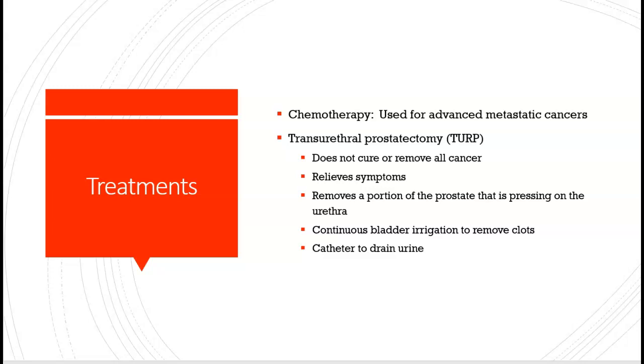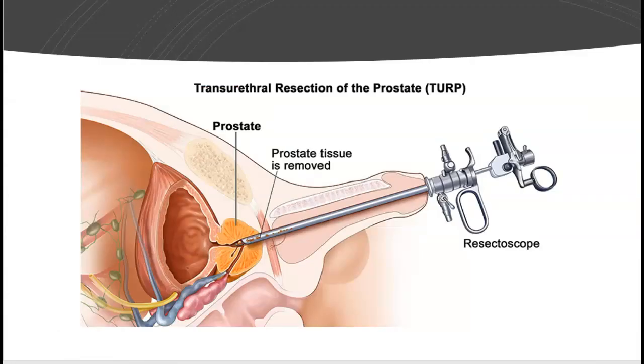And then you have the transurethral prostatectomy, the TURP. It does not cure or remove all cancer. It just relieves the symptoms. It removes a portion of the prostate that is pressing on the urethra. Continuous bladder irrigation to remove clots. And the catheter to drain urine. Here is a TURP. So what you see is they're just getting rid of what's causing the problem. Not getting rid of all of it, they're just getting what's causing symptoms.